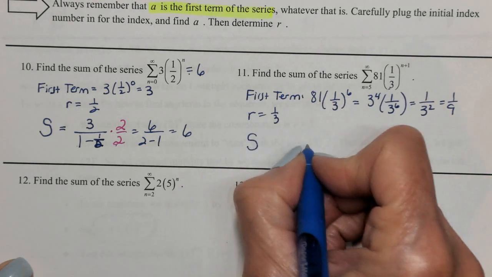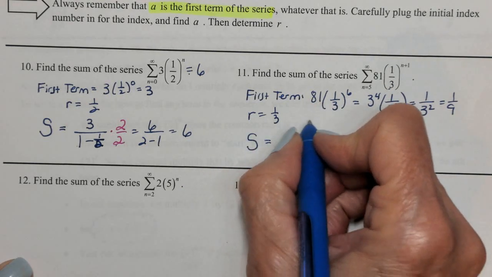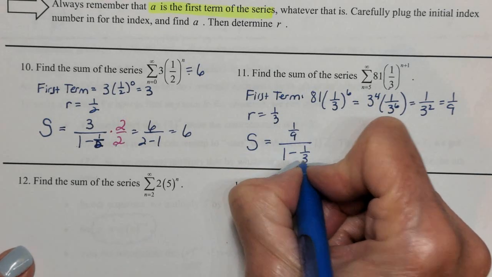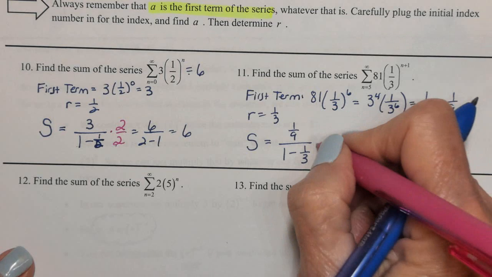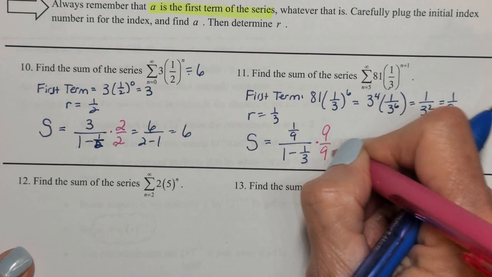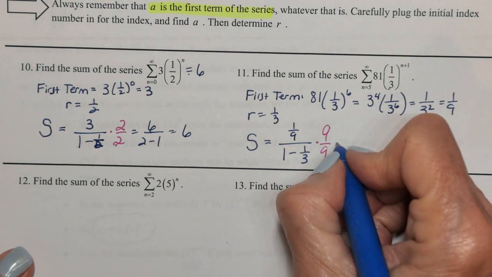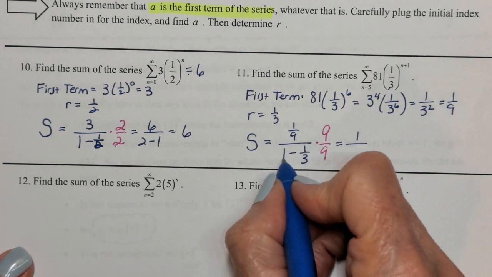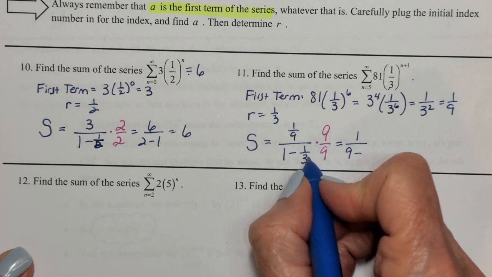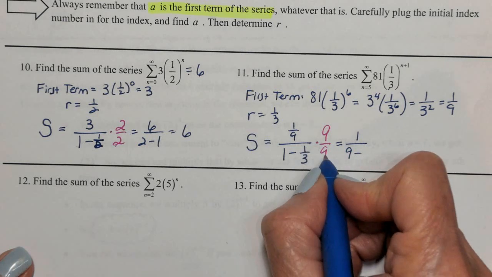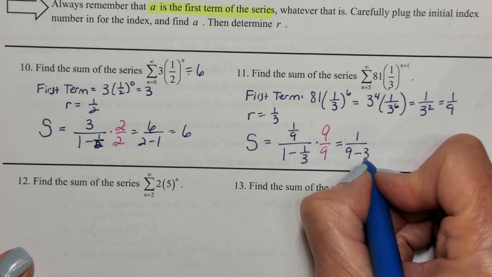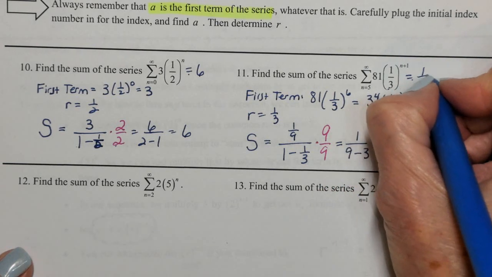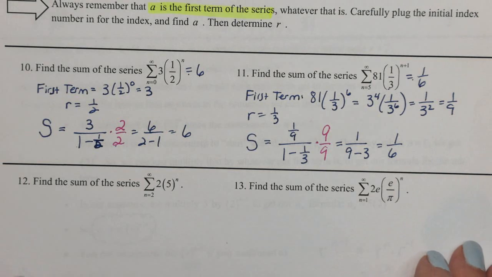So the sum of this infinite series is our first term divided by 1 minus r. I'm going to multiply it by 9 over 9 this time because 9 is my bigger number there. 1/9 times 9 is 1. 9 times 1 is 9. 1/3 times 9 is 3. So this becomes 1/6. So this sum is 1/6.